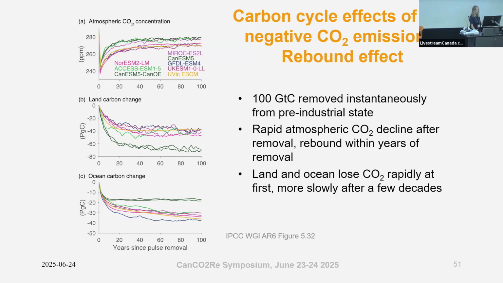What you see at the top is that when you remove that carbon instantaneously, the concentration of carbon dioxide in the atmosphere declines very rapidly, but then it comes back. This is the so-called rebound effect. And in the middle and at the bottom, you see that the carbon that is now re-added to the atmosphere comes out of the land and the ocean.